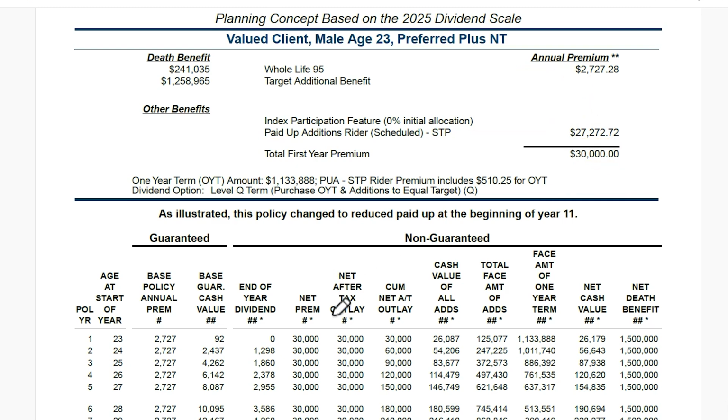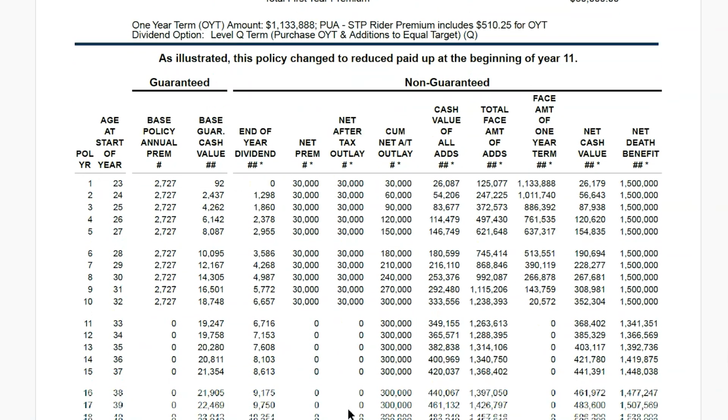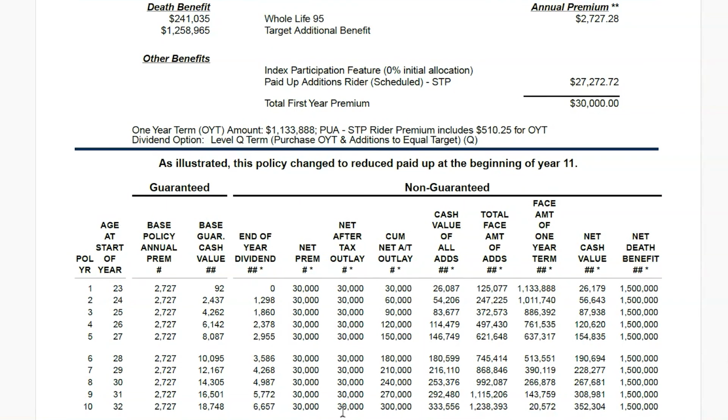When we look at the funding going toward this policy, we can see it in this column right here. Net after-tax outlay, it shows $30,000 per year for a period of 10 years. After the 10th year, the payments stop altogether. He can keep adding money if he wants to. However, in this example, we're assuming he does not because he wants to get a total of $300,000 into the policy.